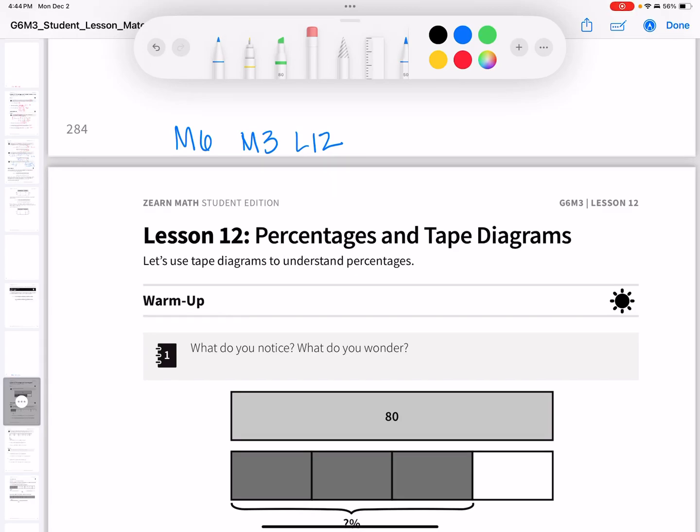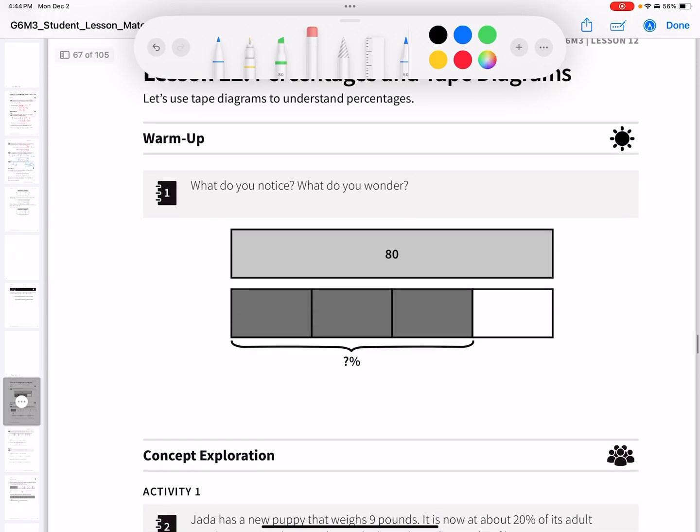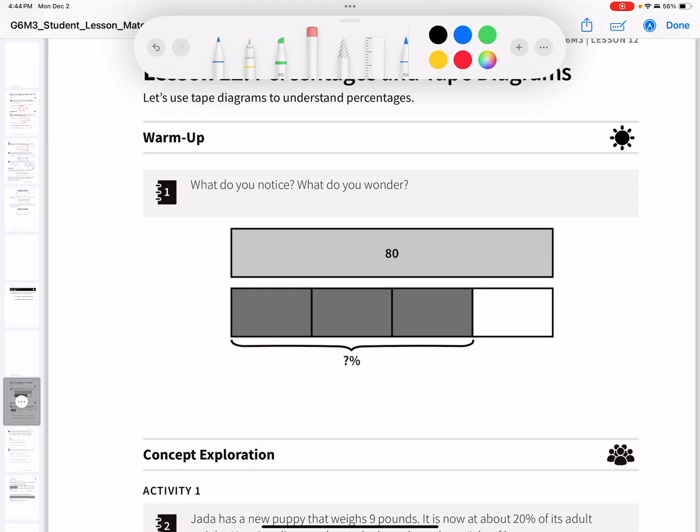Today we're doing Math 6, Mission 3, Lesson 12, Percentages and Tape Diagrams. All right, what do you notice? What do you wonder? Well, I can look here and say, ooh, I notice that 80 is the full thing. So 80 is 100% of whatever this is, right?